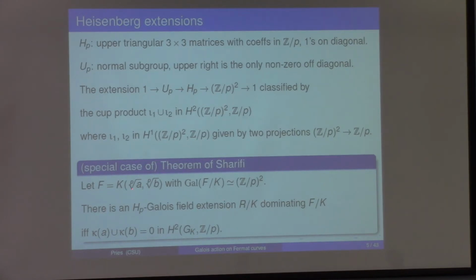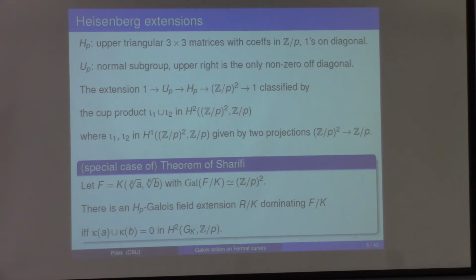And the question is, how can you make Heisenberg extensions of a number field? And so one way of doing that is you take a field and you adjoin a pth root of two things. So let's adjoin a pth root of A and a pth root of B. And so usually that will have Galois group Z mod p squared. So let's just assume that A and B are independent. So you get a Z mod p squared Galois extension F of K. And the question is, when is there a Heisenberg extension which dominates that?